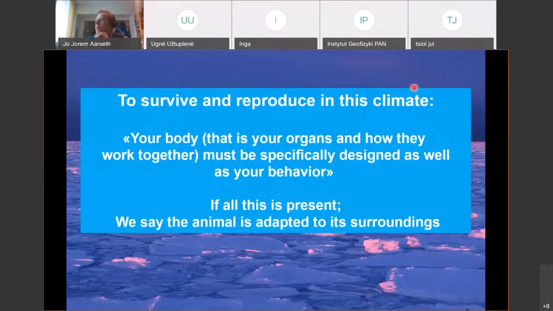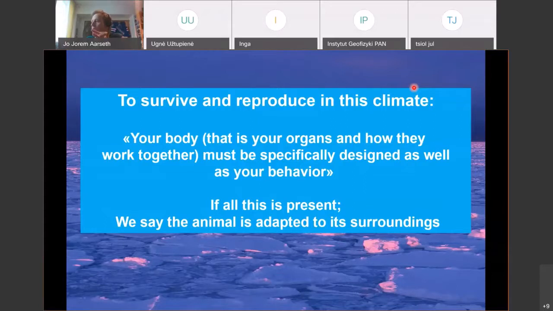To survive and reproduce in this climate, what do you need? Your body, that is your organs and how they work together, must be specifically designed to cope with this, as well as your behavior. Your behavior must also be specifically designed to be able to survive and reproduce in this climate. And if all this is present, then we say that the animal is adapted to its surroundings.